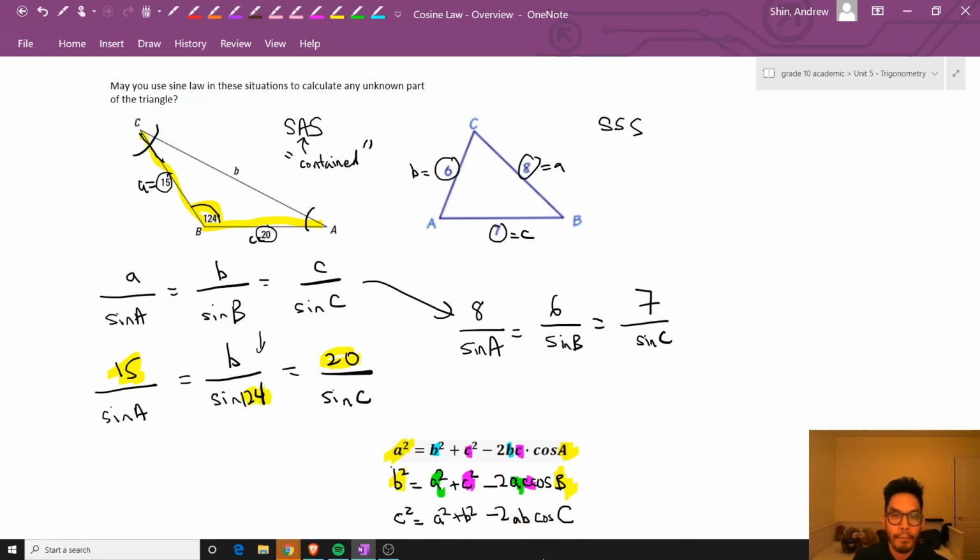Okay, so there you have it. This is the cosine law. And click on the next video to see examples of how to use it to solve these two situations: side angle side and side side side.